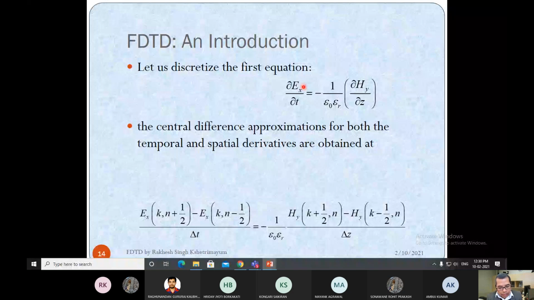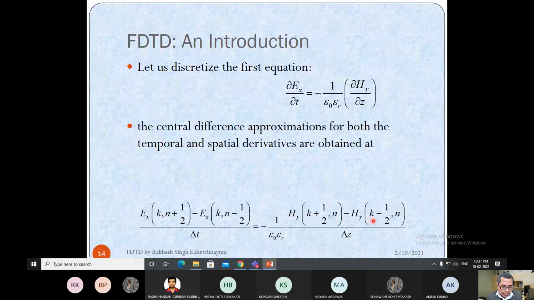Now I want to do the derivative with respect to time. So for Ex, I want to do the partial derivative with respect to time. I use central finite difference approximation. So I calculate Ex at the kth location at time n plus half and n minus half, divided by delta t. This becomes the time derivative, del by del t of Ex. On the right hand side, what do I have? I have minus 1 by epsilon 0 epsilon r, then Hy at k plus half, n minus Hy at k minus half, n, divided by delta z.